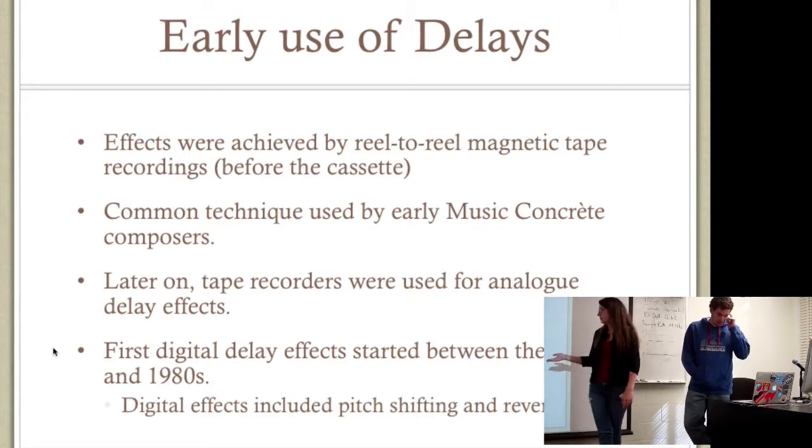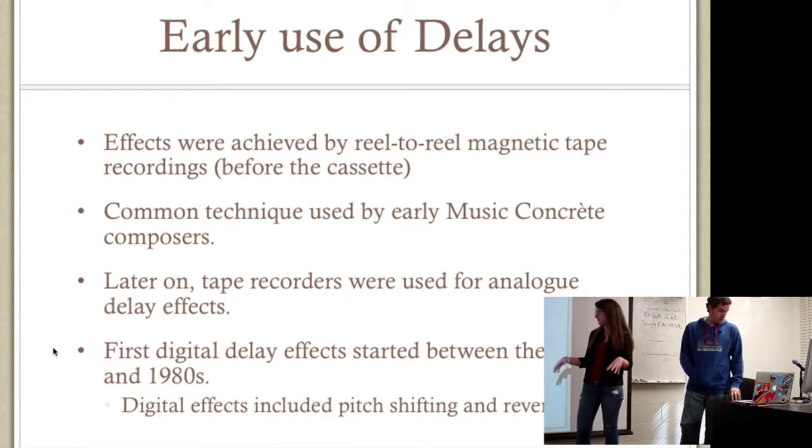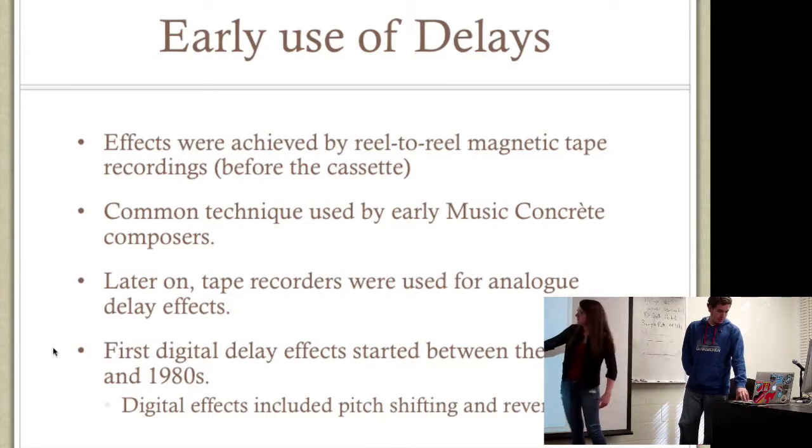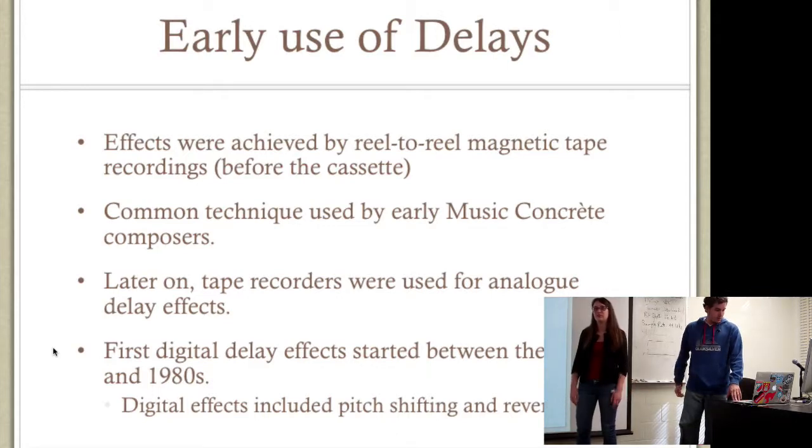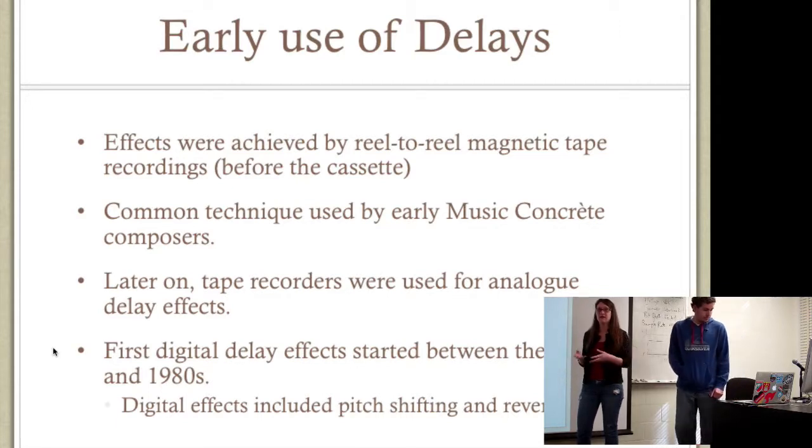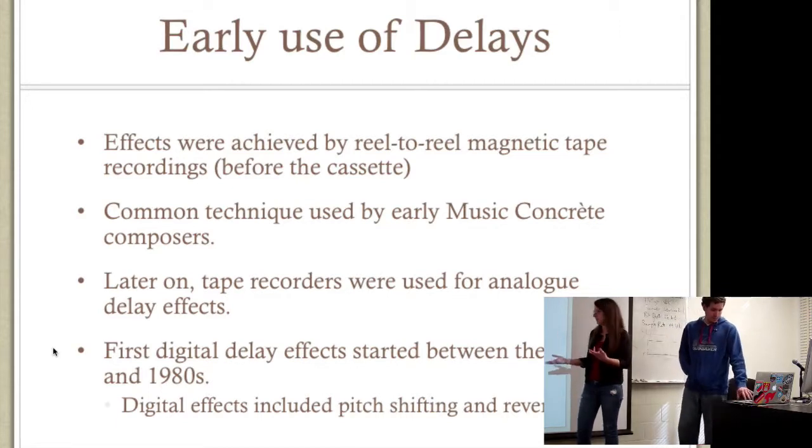Later on, tape recorders were used for the analog delay effects. And the first digital delay effects started between like the 1970s and 1980s. The tape recorders became mainstream around the 1950s, so more composers and artists could actually use this in order to manipulate the tape and create a delay effect.